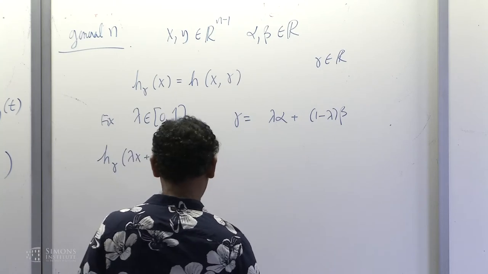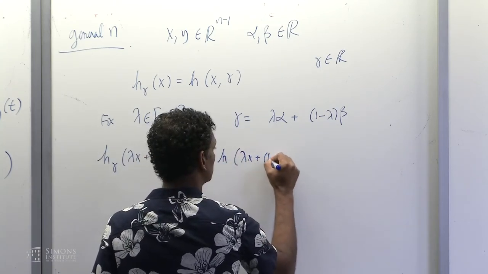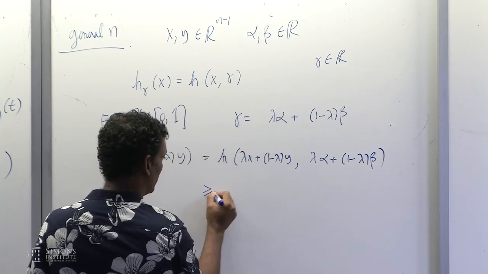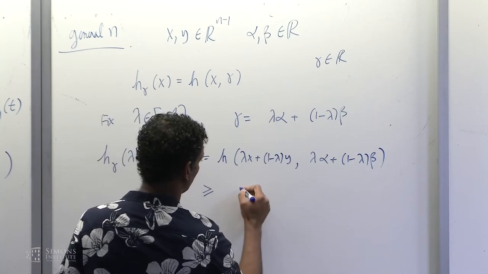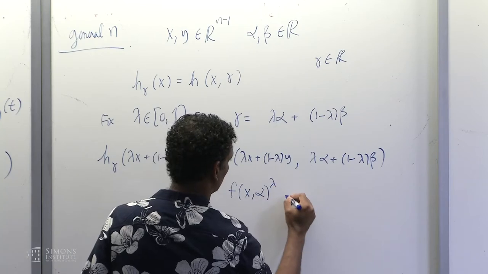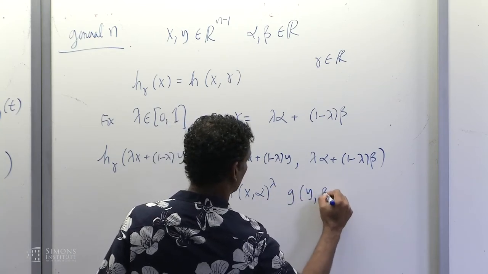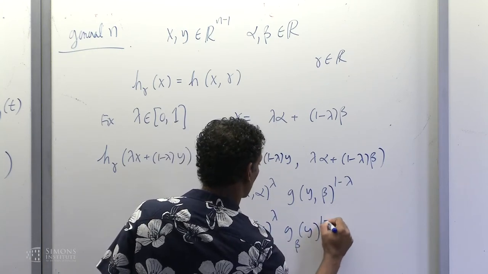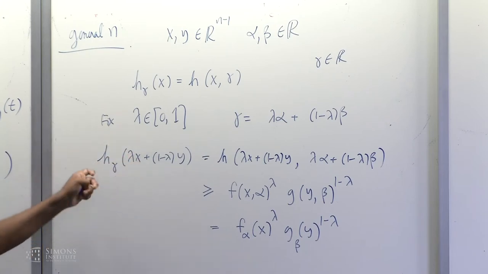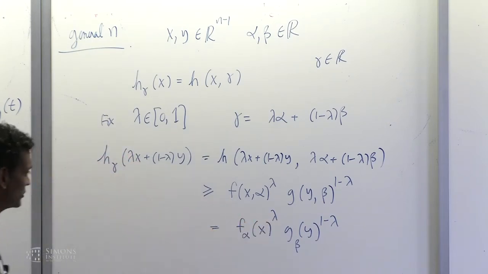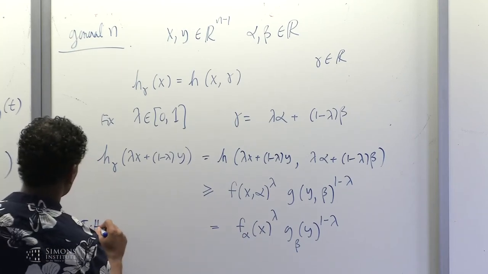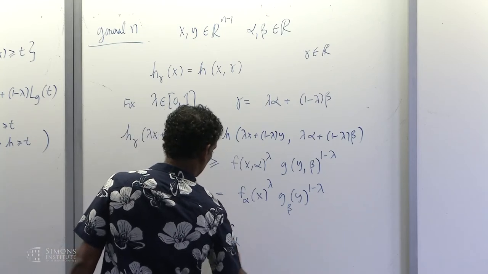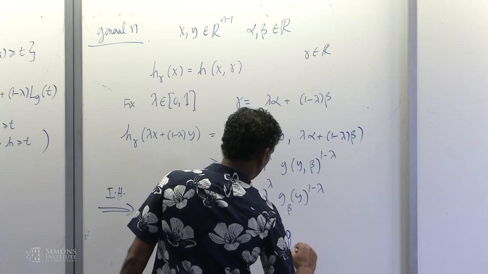Okay, so this is just, by definition, h of (lambda x plus (1 minus lambda) y, lambda alpha plus (1 minus lambda) beta), which we know by assumption on the function h is at least f(x, alpha) to the lambda times g(y, beta) to the 1 minus lambda, which we can write as f_alpha(x) to the lambda times g_beta(y) to the 1 minus lambda. So for every fixed alpha, beta, and lambda, the function h_gamma satisfies this for all x, y. Therefore, by the induction hypothesis, since this is an n minus 1 dimensional function, we can conclude that the integral of h_gamma is at least the integral of f_alpha to the lambda times the integral of g_beta to the 1 minus lambda.